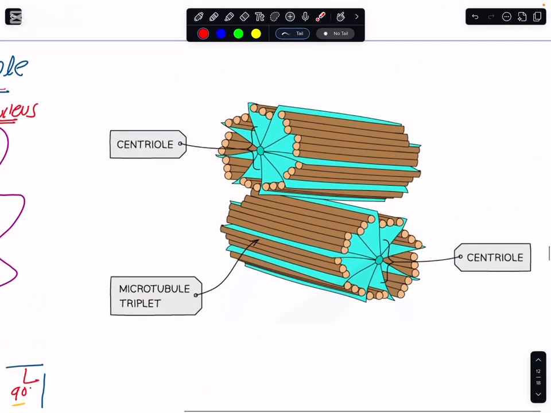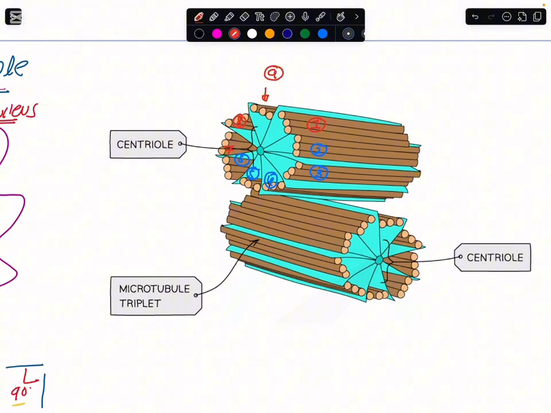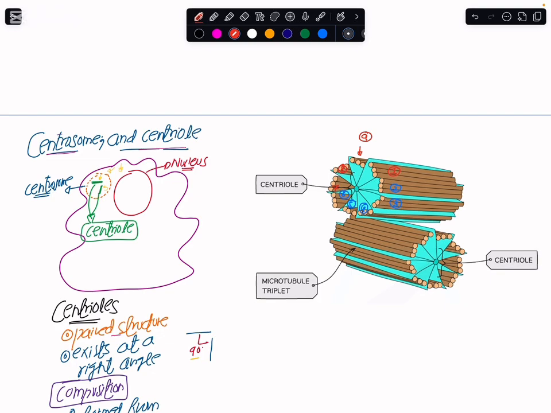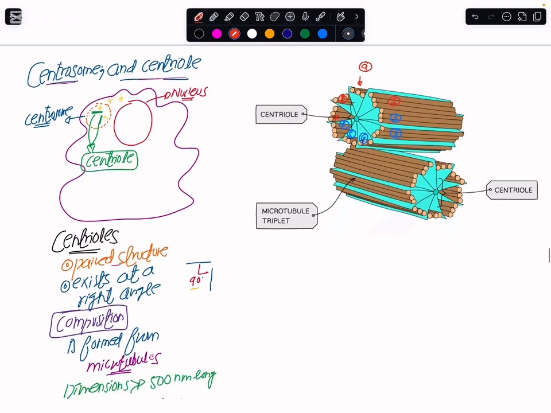If I take you to this diagram and number it, here you see this is one triplet. If I go down, this is the second triplet, the third triplet, the fourth triplet, the fifth triplet, the sixth, the seventh, the eighth triplet, and here I have the ninth triplet, and overall we have made the centriole out of it.